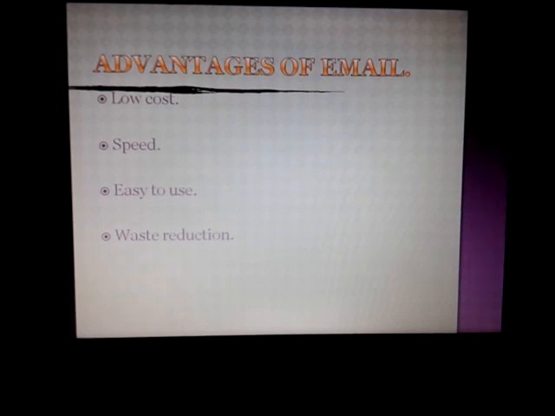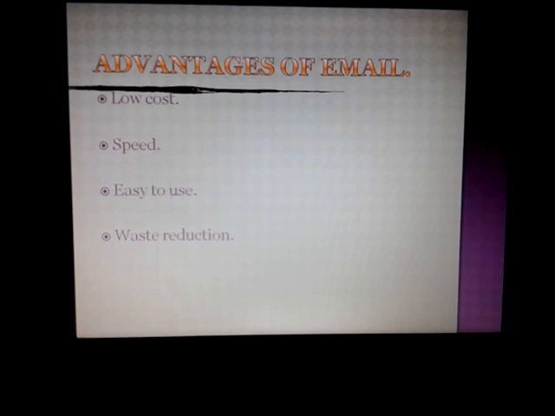The next is speed. Email is faster in comparison to ordinary postal mail. The electronic message can reach any part of the world in a fraction of a second. In a fraction of a second, you can send your message to any part of the country.